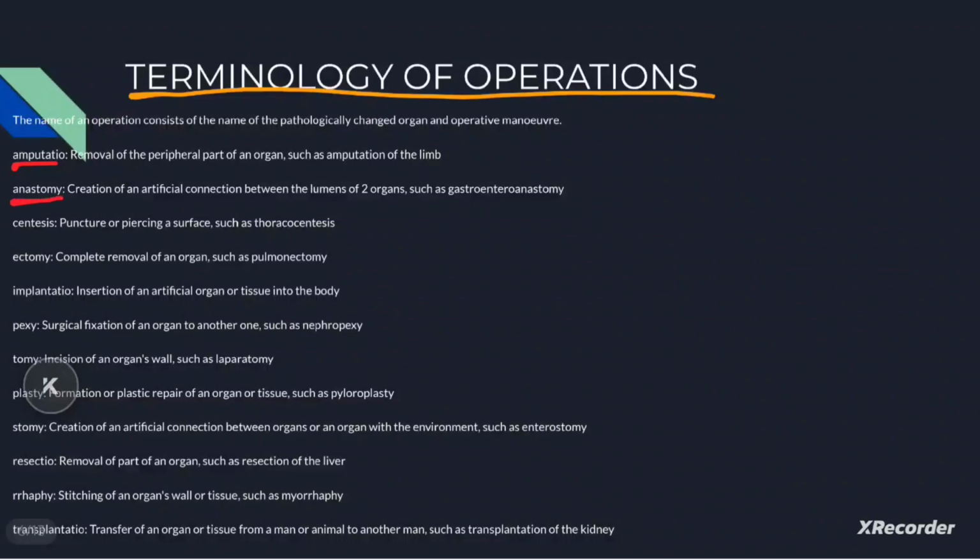Anastomosis. What is anastomosis? Creation of an artificial connection between the lumen of two organs, such as gastroenterostomy. Example is gastroenterostomy. Centesis. We always see while studying, thoracocentesis. What is thoracocentesis? Puncturing or piercing a surface. Ectomy. Now ectomy is complete removal of an organ, such as pulmonectomy.